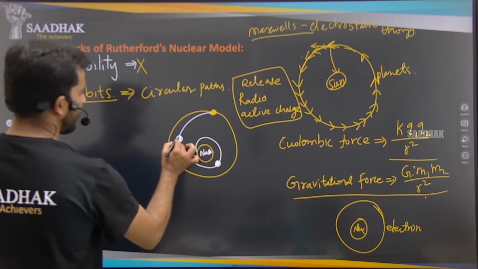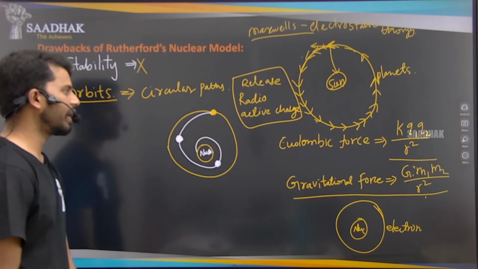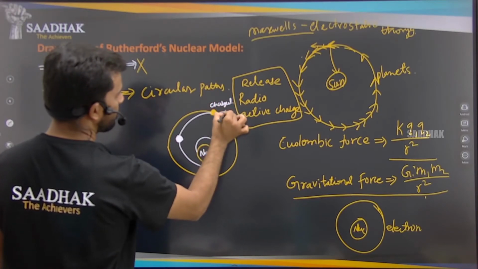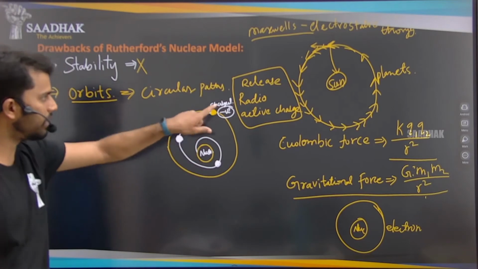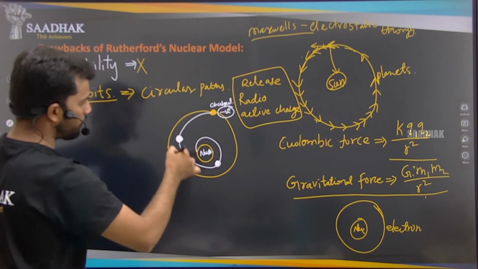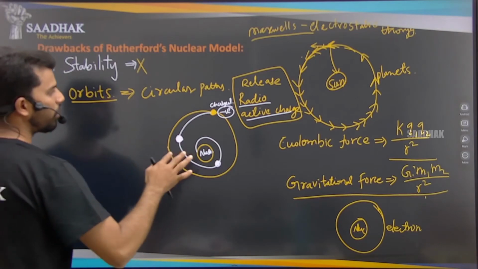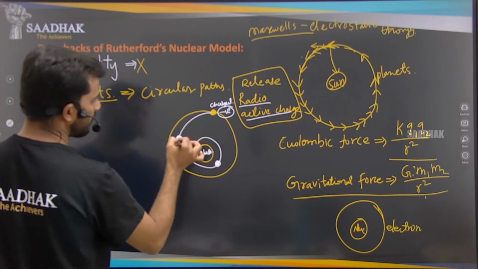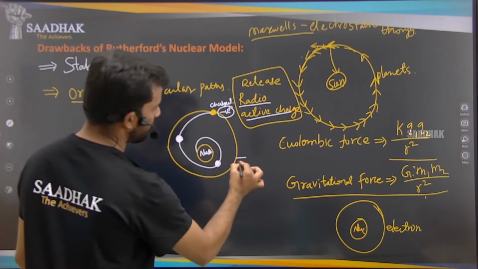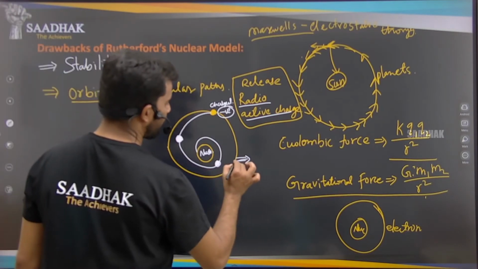So if we apply Maxwell's electromagnetic theory, any charged particle, and this is a charged particle because this is the negatively charged electron, if it is rotating in a circular path, it will start releasing radiation, right? Because of that energy released, it will lose energy and it will ultimately fall into the nucleus. So it will ultimately become the same model as Thomson's, right?